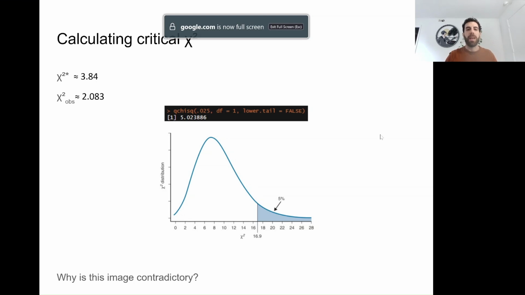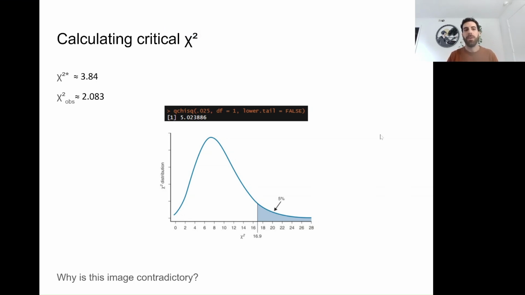And so what that's telling you is that in order to reject the null, you need to achieve a chi-square statistic greater than or equal to 3.84. And I use the about symbols here because I'm rounding and I want to be clear that these are not exact values. The decimals go on a little longer. And we observed 2.83, which is not quite there yet.